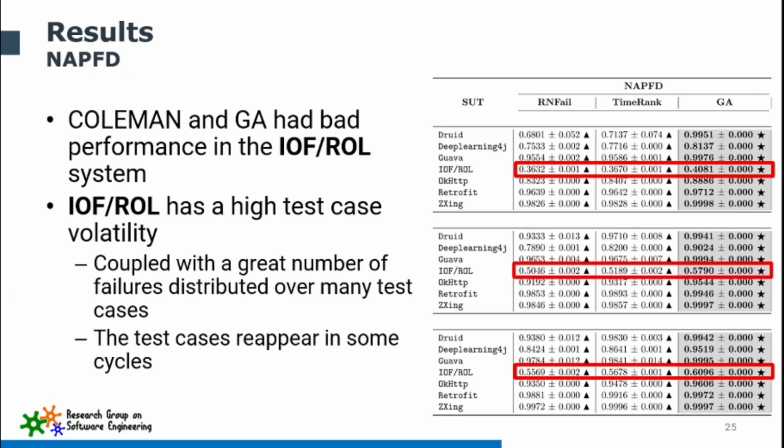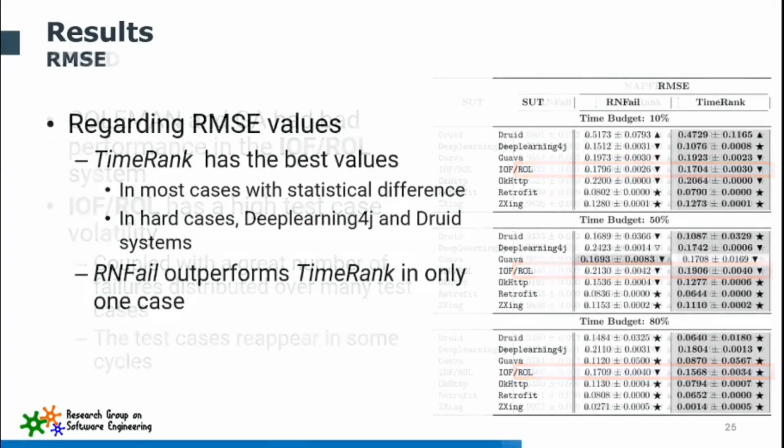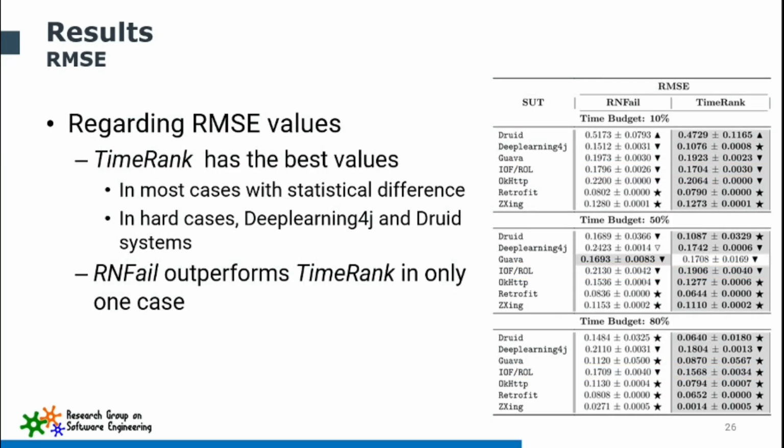The high test case volatility may be associated with a price limit strategy because the test cases reappear in some cycles. Consequently, this hampers finding a reasonable solution for our problem. The NAPFD metric gives us a quantitative notion about prioritization quality. However, to effectively calculate how far the COLEMAN solutions are from the GA near-optimal solutions, we use the RMSE values.